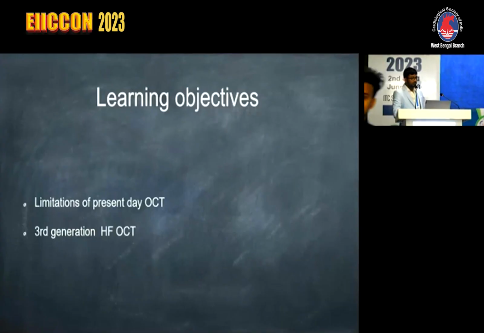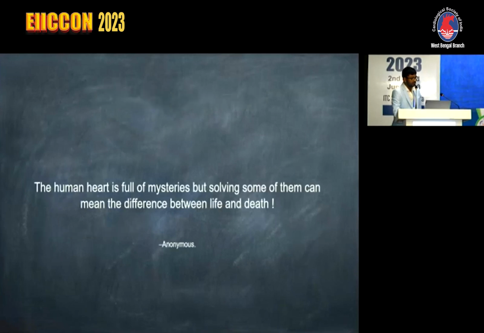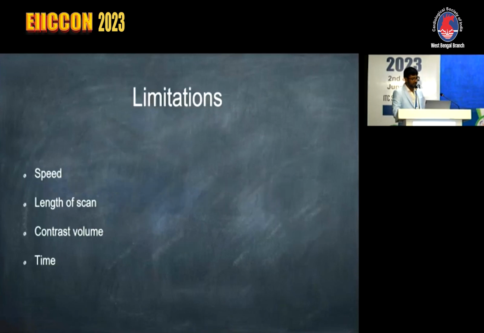So the learning objectives would be to look at the limitations of present day OCT or other imaging. And I will be presenting to you the third generation high frequency OCT. There is a saying: the human heart is full of mysteries, but solving some of them can mean the difference between life and death. So what are the current day limitations of OCT?